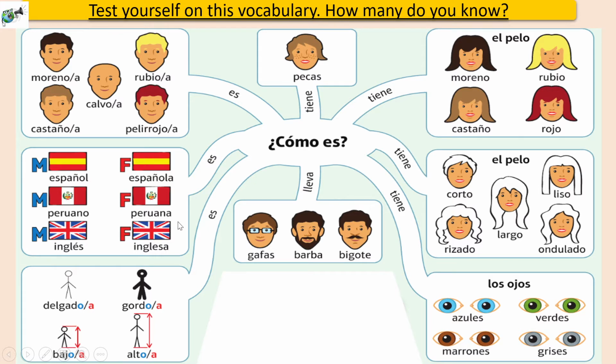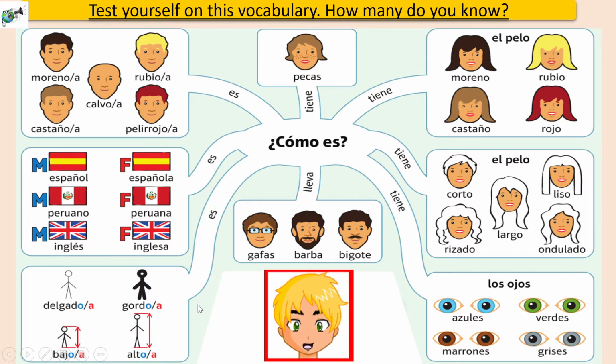This is talking about our nationality here, so es español, peruano, Peruvian, Inglés. And then the bottom box here, delgado, gordo, bajo, alto. Delgado for slim, gordo for fat, bajo for short, alto for tall. Make sure you're choosing the correct endings depending on if you're talking about a boy or a girl. Up next, we have got some photos. Can you describe these? Just say them out loud.